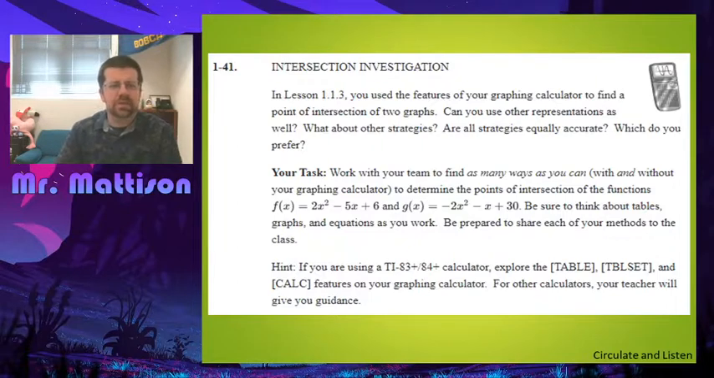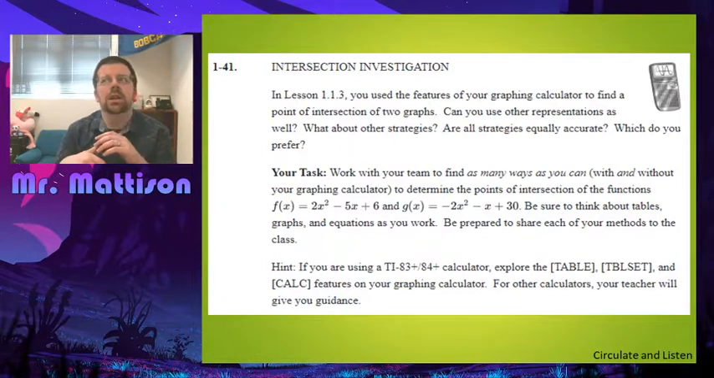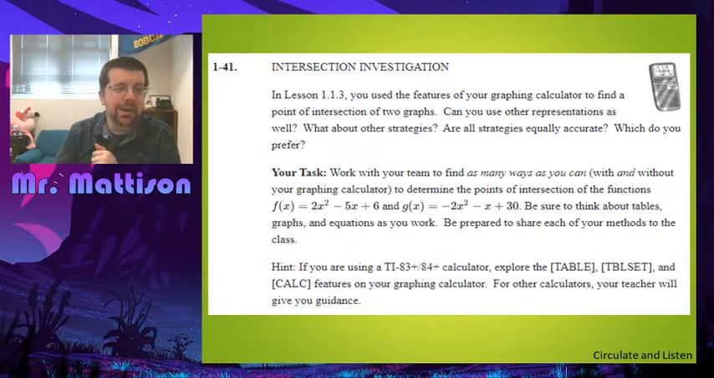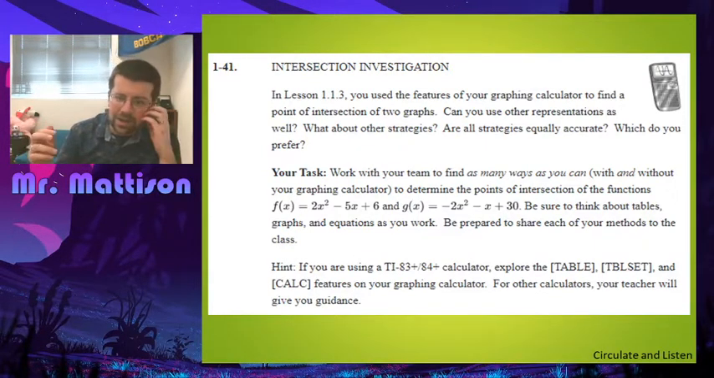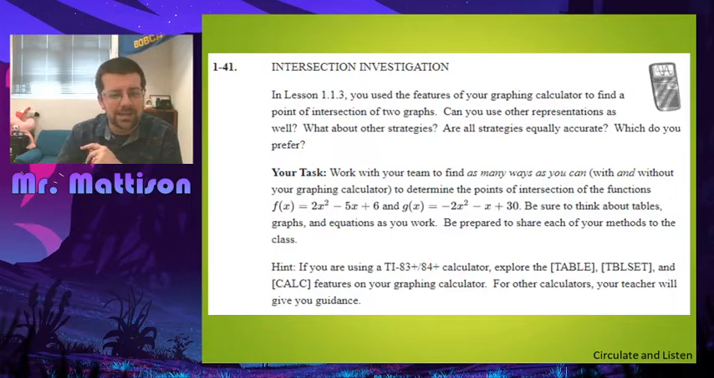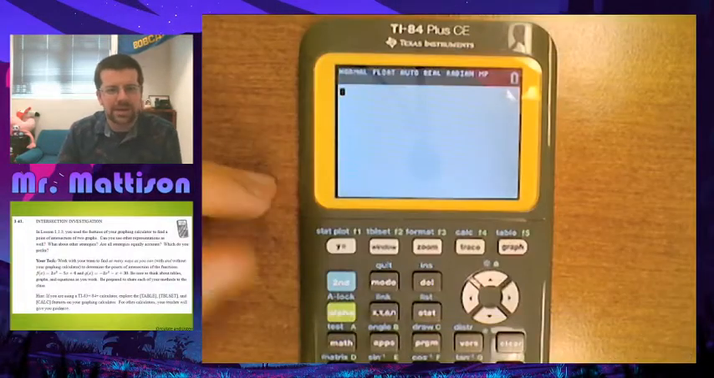So to start off, here's F and here's G. We're going to try and find the intersections of those as many ways as we can. So we could do it by graphing and then calculating the intersection. We could do it by tracing and estimating. You can do it by just looking at it. Then we can also use a table, and then we can also do it algebraically. So those are the methods which we can do. I'm going to go over all of those.